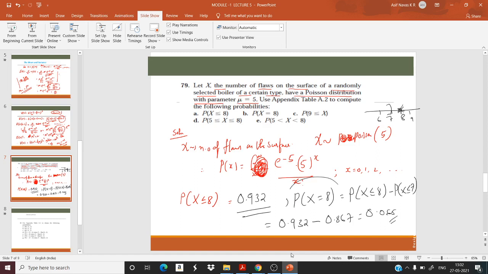Or otherwise, how can we do it? P of x equal to 8 can also be done by using this formula, that is e raised to minus 5 into 5 raised to 8 divided by 8 factorial. Both are the same.